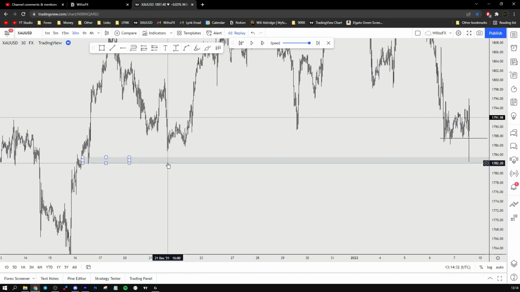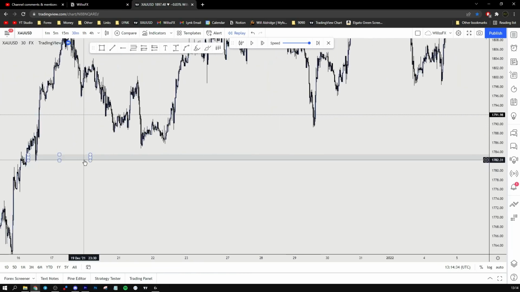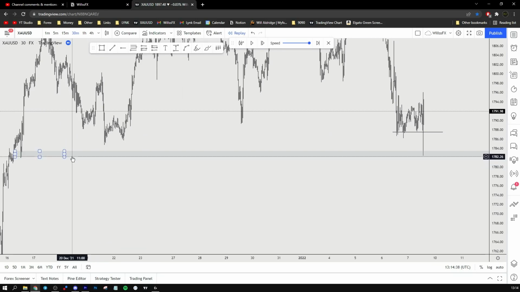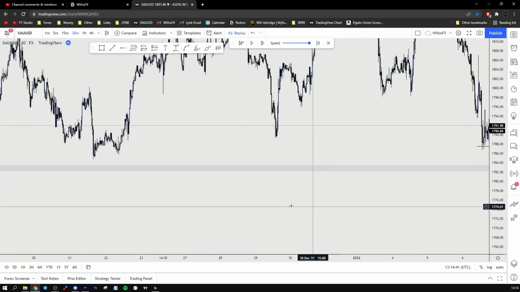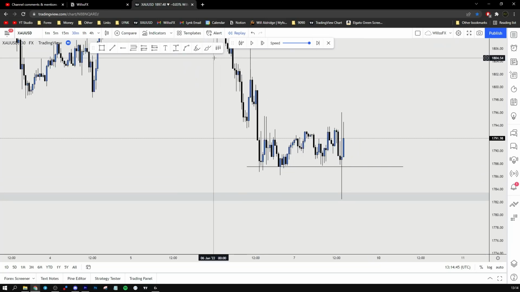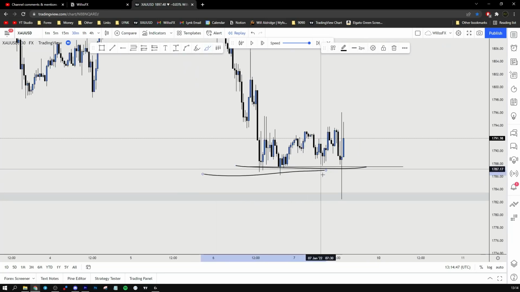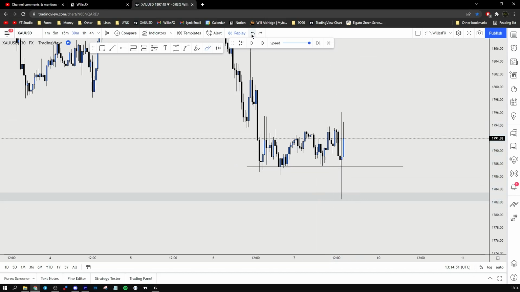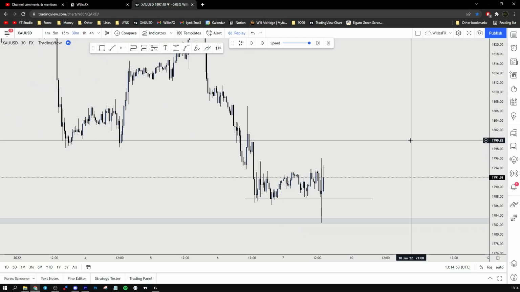Now we might not have hit the body. If we look across, the body probably would have missed by a pip or so, depending on your broker. But where do we tap into? We tap perfectly into that order block. So the liquidity was below here. We tapped in, grabbed the liquidity, went to the upside, and then where could we target?